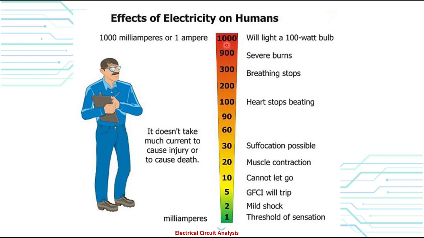You can see this is the red zone, and around 1000 milliamperes, which is equal to 1 amp, it's very dangerous. Around 100 milliamperes, your heart stops beating, and at 300 milliamperes, the breathing totally stops. 900 milliamperes can cause severe burns on your body. So you have to be careful when you're working on an electrical circuit.